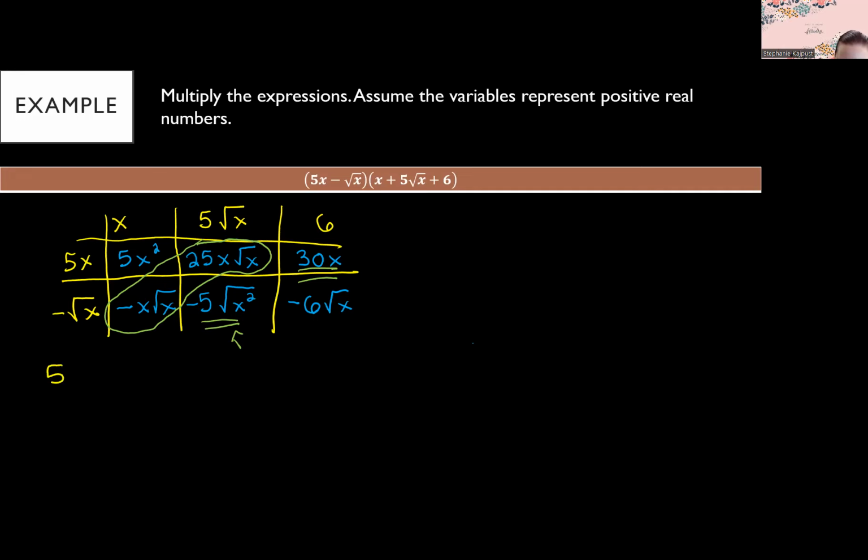So I have 5x squared and then plus 25x square root of x. And then I'm going to write my minus x square root of x. Then I'm going to go back up and do my plus 30x. And then the minus 5. And then the square root of x squared is x. So I'm going to just simplify that at the same time. And then minus 6 times the square root of x.